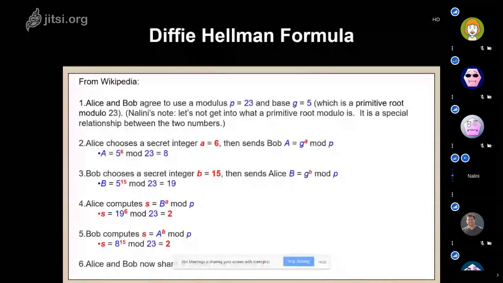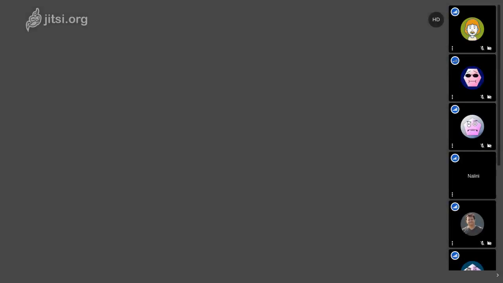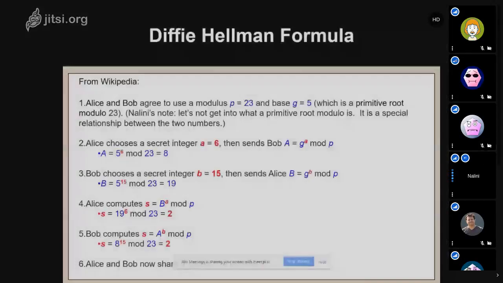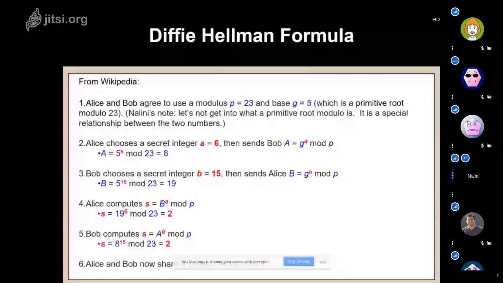And then when you get the other person's A or B, you just reverse it. So you do 19 to the power of 6 mod 23, and you get a shared secret, which is 2. Bob does the same thing. He does 8 to the power of 15 mod 23. He also comes up with 2.